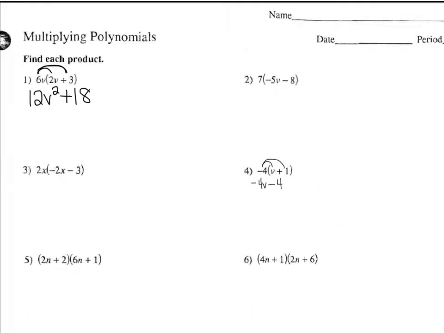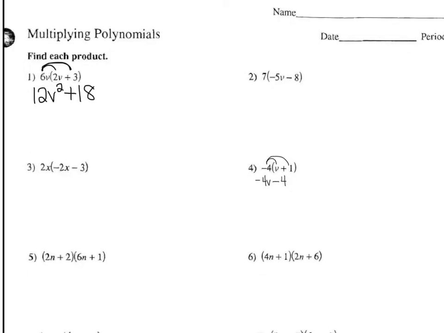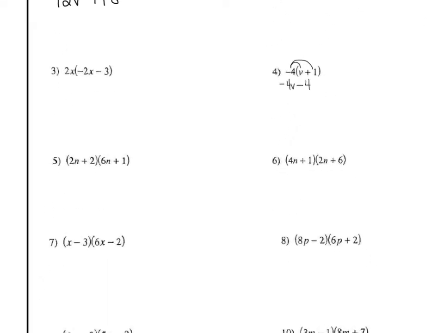Now let's look at 2 terms times 2 terms. Remember that when we have 2 terms, they are referred to as binomials. So in number 5, when I have 2 binomials being multiplied, we're going to use FOIL.